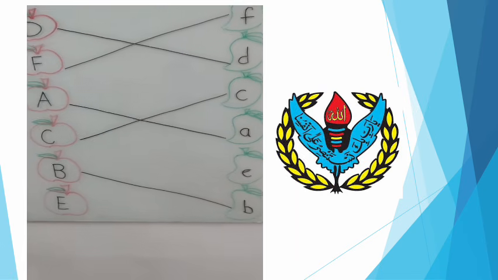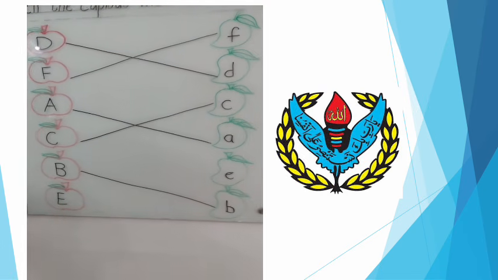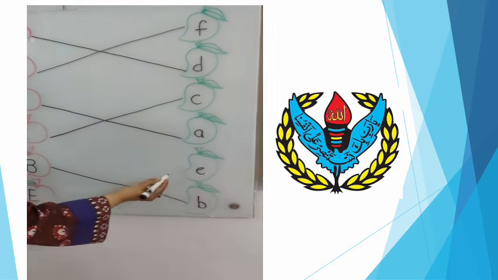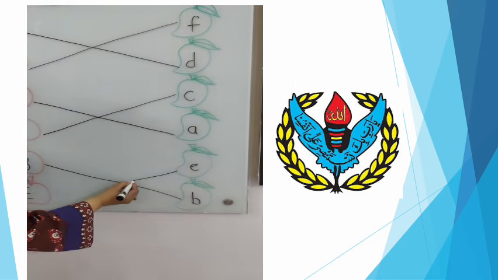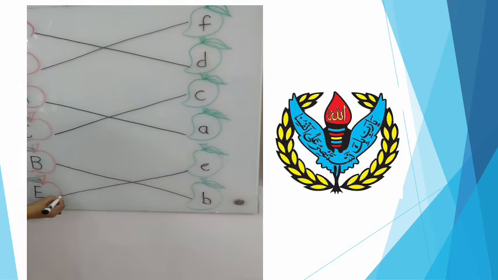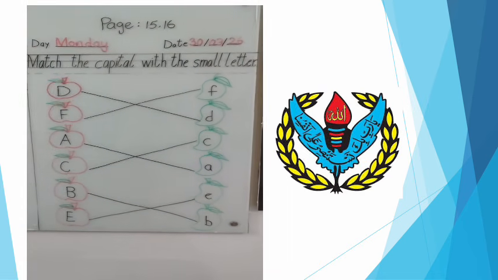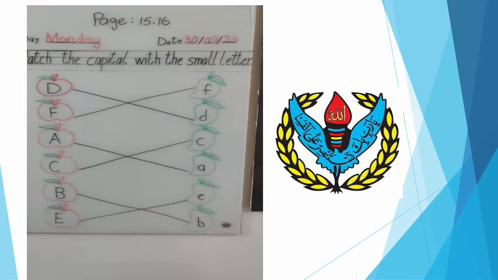Now our last letter is E. Where is the small e? Okay, only one is left, so we join the small e with the capital E with a straight line. Now you have to complete this workbook page number 15 and 16.